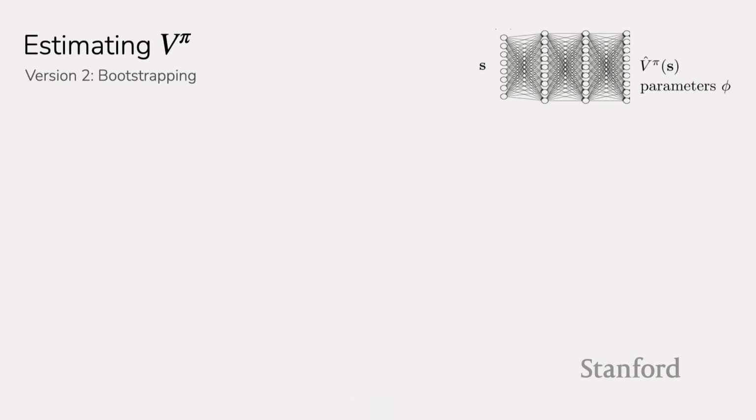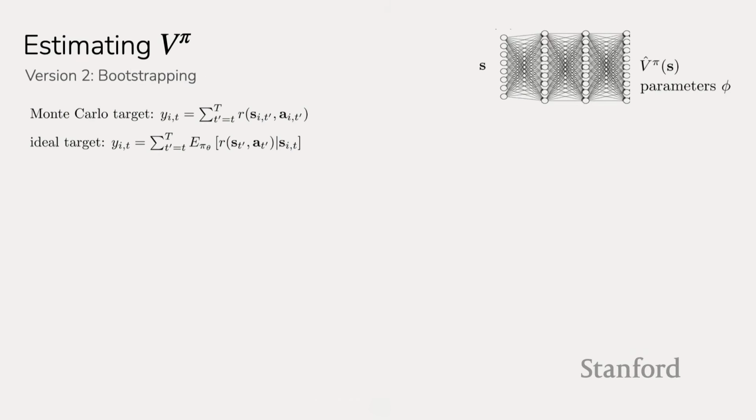In particular, the ideal target is the true sum of expected rewards. This is equal to the reward at the current time step plus the expected rewards at the next time step. And the sum of rewards at the next time step is equal to the value of the next state.